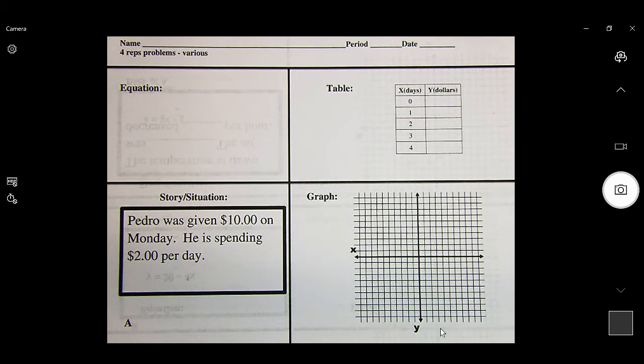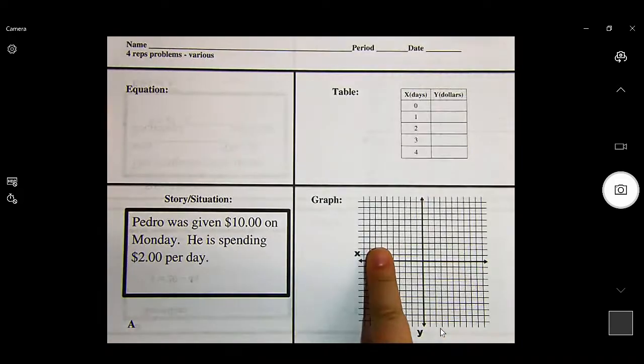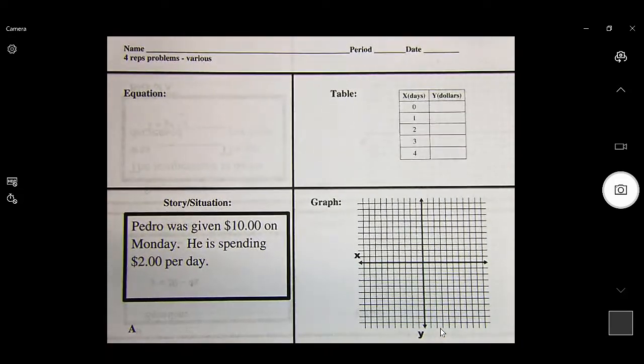Hey guys, today in this video we're going to be going over the 4 representations for a situation. So remember we have the equation, a table, a graph, and then in this one we're doing a word problem instead of like the tile pattern that we've been talking about. So this one is going to be an actual word problem. So most of us did this in class together, so I'm going to go through this one pretty quickly.